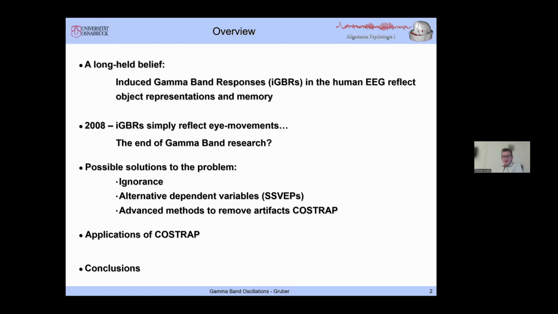So here you have a brief overview of my talk so you know where you're going. First, I want to talk about a long-held belief, namely that induced Gammaband responses in the human EEG represent object representations and memory. So this is an EEG talk tonight. And the first part is the up part of the story, the ups. The second part then, this is the down part. Here I say 2008, there was a publication that claimed this famous Gammaband is nothing but eye movements. So I want to talk about the downs of this research field. And in the second half of my talk, I want to show you some possible solutions to this problem, to draw some conclusions at the end. So this is my overview.